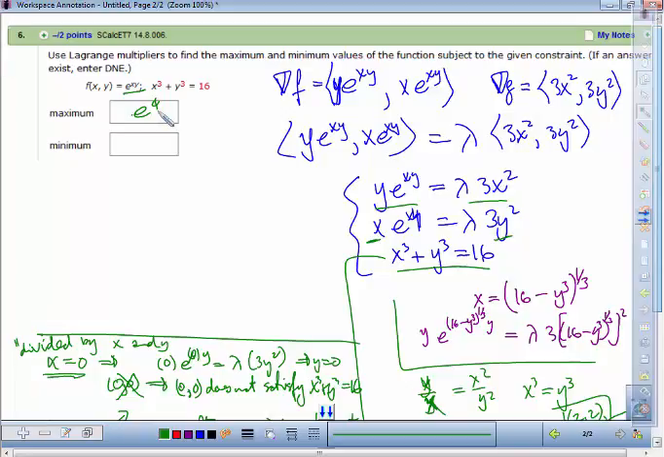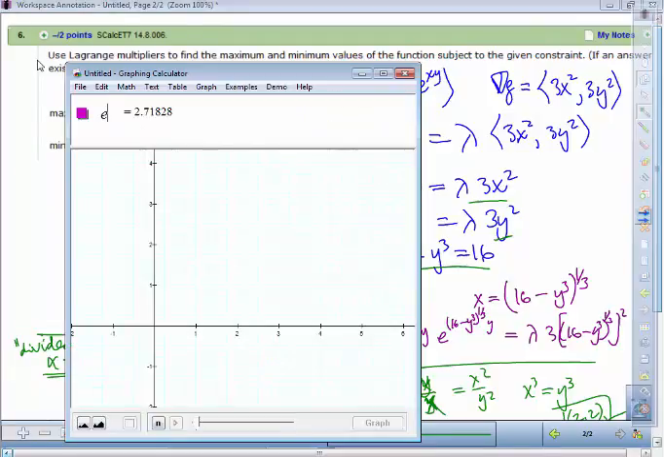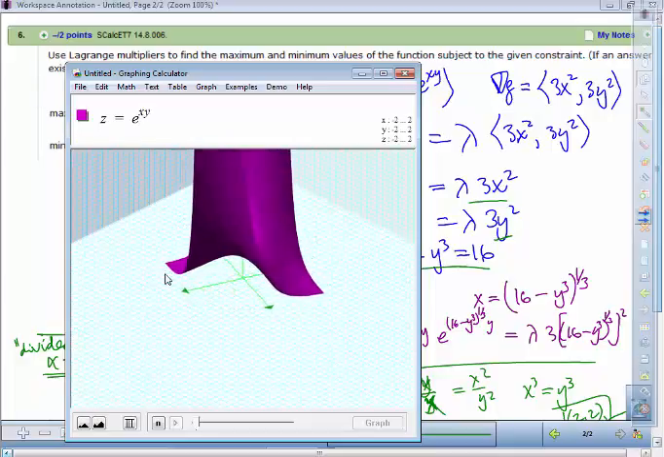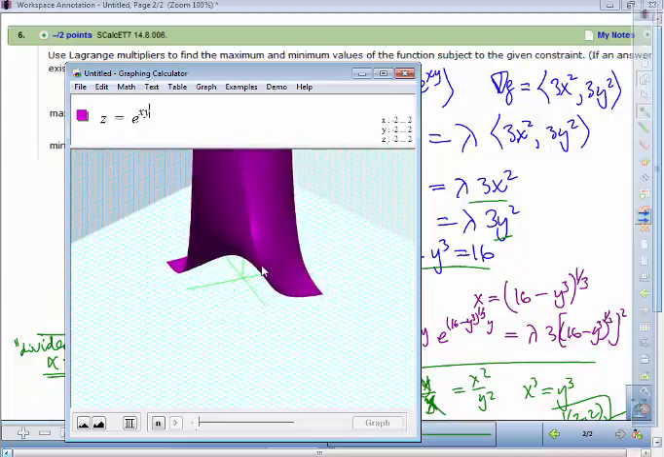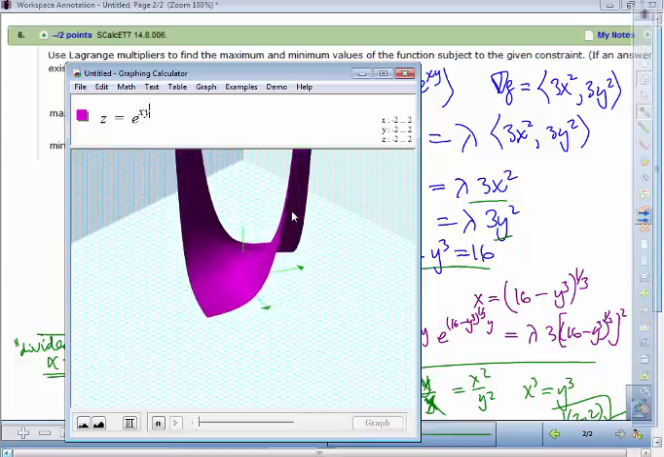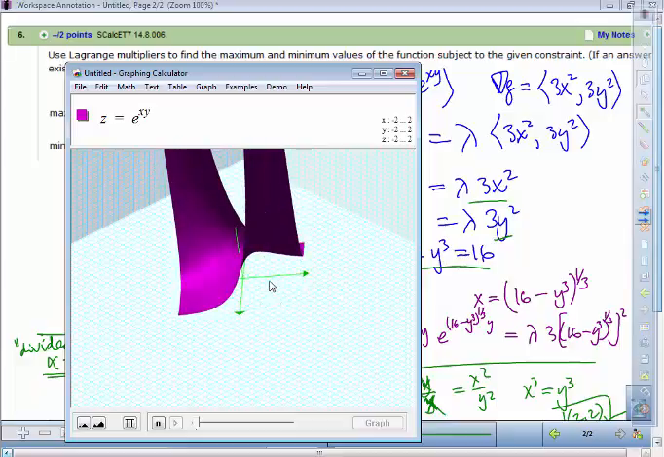I don't know if I believe that. Yeah, we can graph it. Oh, I don't have my graphing calculator ready. There you go. So z equals e to the xy, e raised to the x times y. Looks like this. So it looks like we might have a maximum. Positive 2 and positive 2 is somewhere over here on the positive x and y-axis.